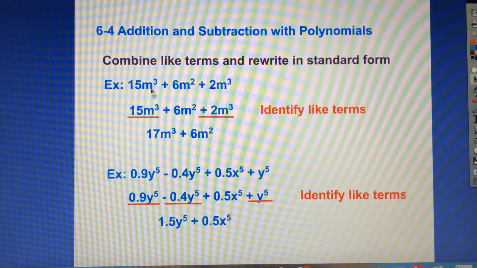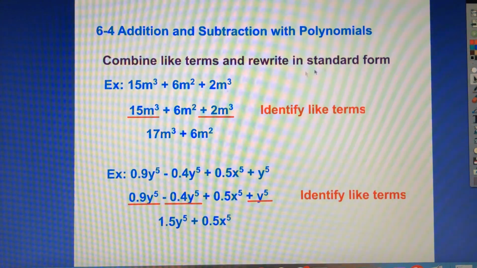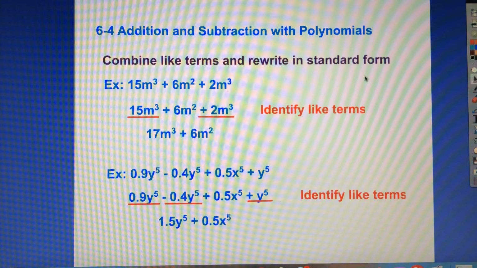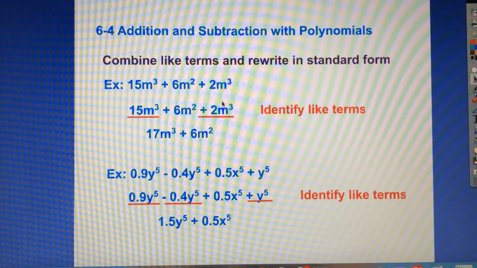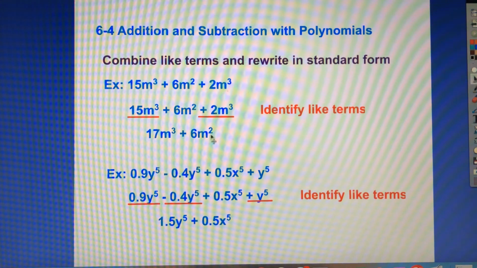If you are going to add, we are going to try to combine like terms and rewrite in standard form. Recall, standard form means that the term with the largest exponent comes first. I have 15m to the third, 6m to the second, 2m to the third. I am looking for the same variable and the same exponent. I see that I have two terms that fit that category. I can add the coefficients 15 plus 2. I get 17m to the third plus 6m to the second.